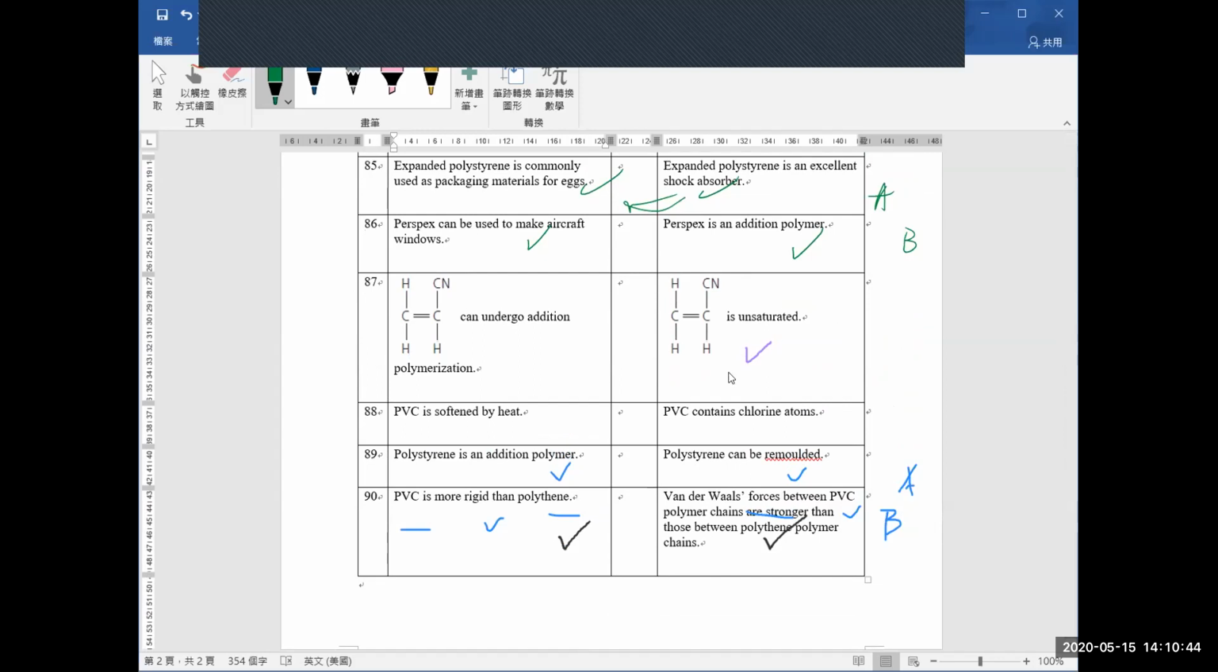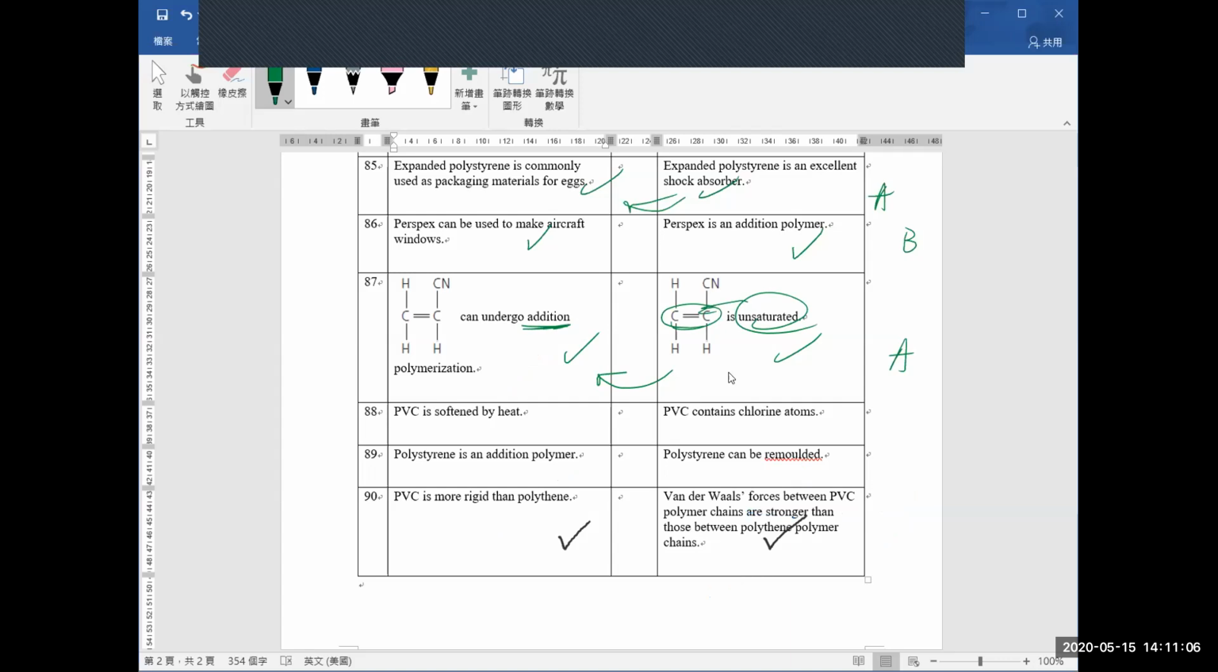Wow, I don't know what that is. What is that? Can undergo addition polymerization and is unsaturated. Yes. Okay, A. Unsaturated refers to this one. It would help it undergo addition.